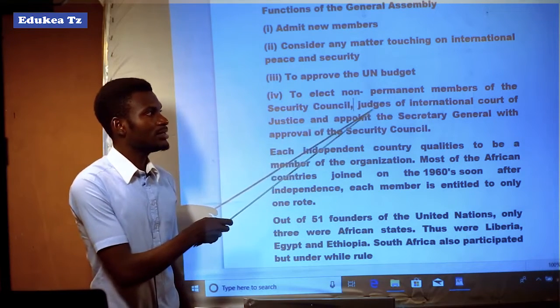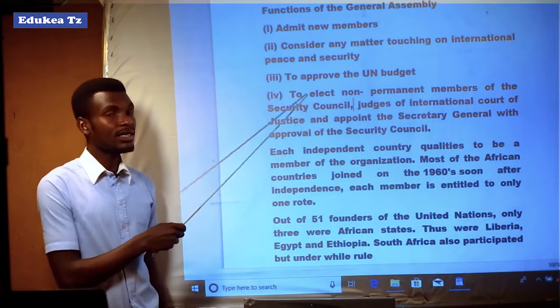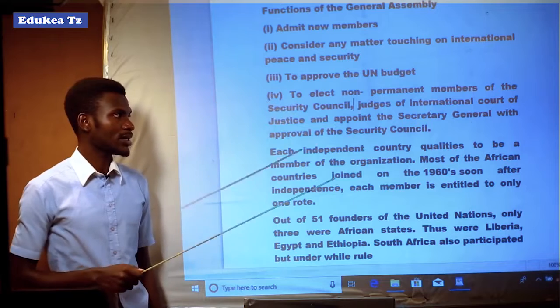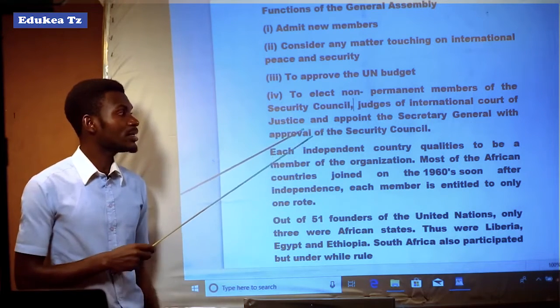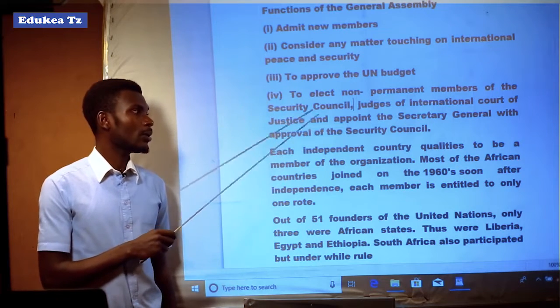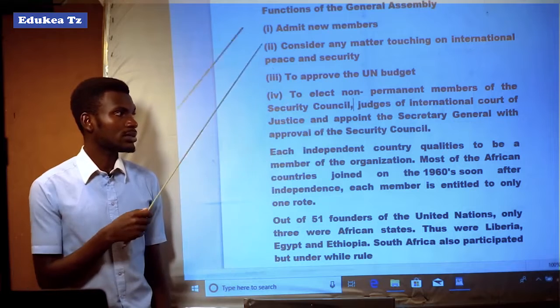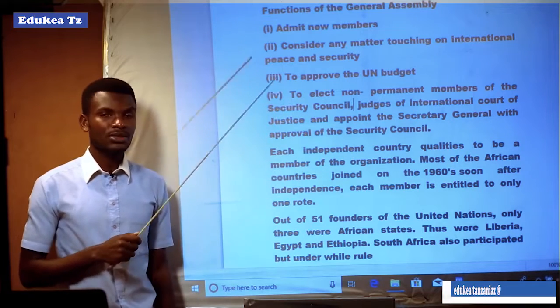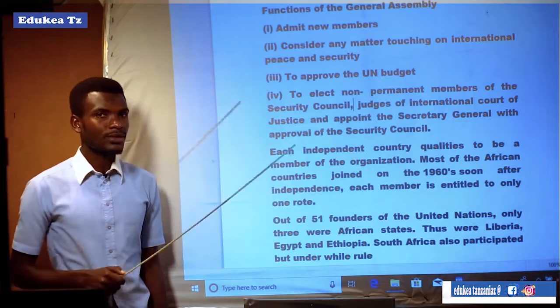Another, judges of the International Court of Justice are elected by the General Assembly, as well as the Secretary General of the UN, who is appointed by the General Assembly, and the Secretary General is approved by the Security Council.